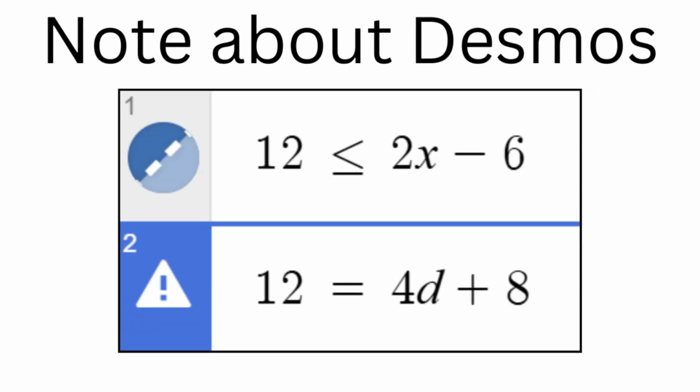I also probably should mention that Desmos only recognizes x and y as variables. So if the problem used different variables, or you thought it'd make more sense to use different variables, then make sure to switch them before you plug it into Desmos.